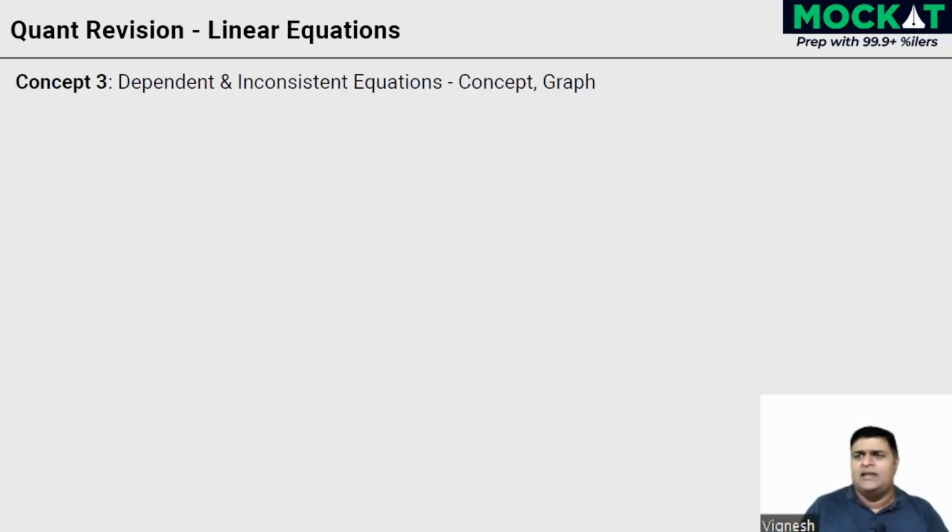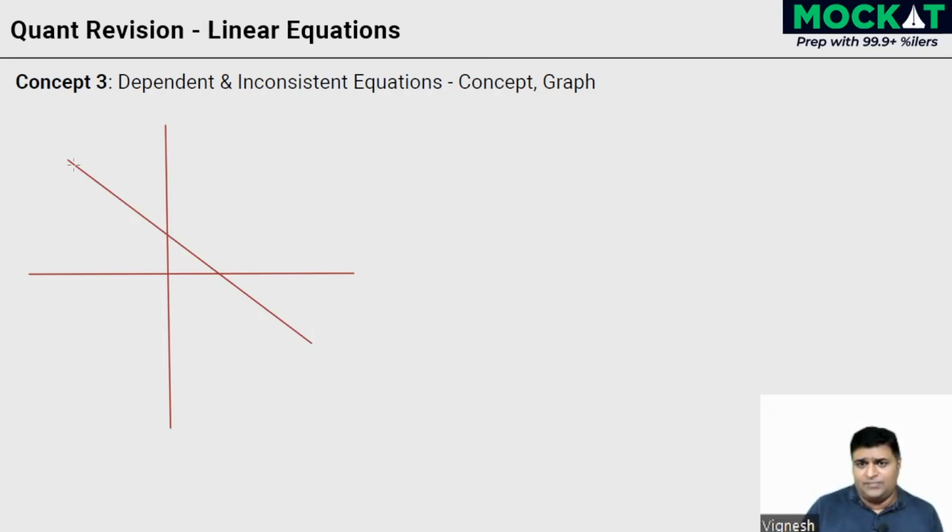Moving to the next one, what are dependent and inconsistent equations? We'll take up a small example over here. Dependent and inconsistent equations are those where we have lines which are either overlapping or parallel, from a graph perspective. So let's draw the graph as well. Let us say we have an equation over here. If I have another equation which is overlapping it, it simply means the equations are one and the same.